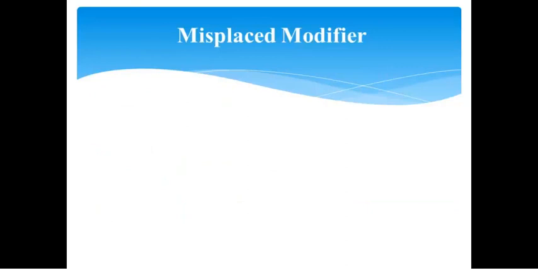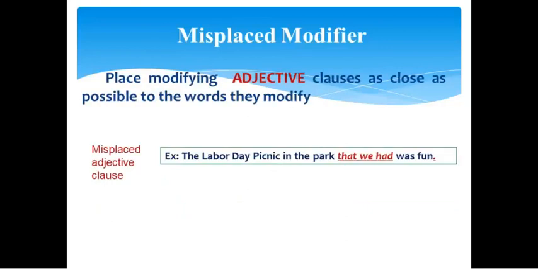The next one is also a misplaced adjective clause. Adjective clauses start with who, whom, whose, which, that, and even relative adverbs like what, when, and where. But anyway, we have this example: The Labor Day picnic in the park that we had was fun. The main sentence here is: The Labor Day picnic in the park was fun. "That we had," when I read it now, I think it's referring to the park. It is modifying the park. The meaning now is not clear.